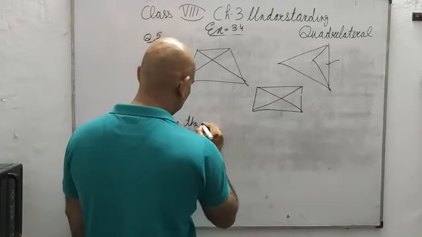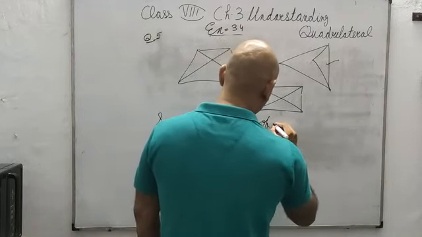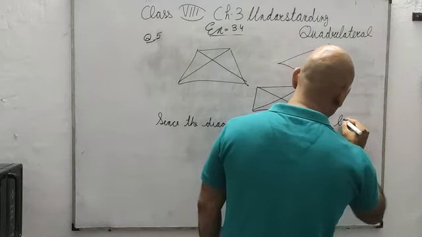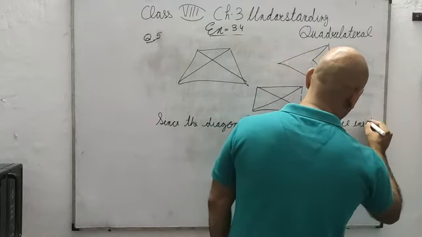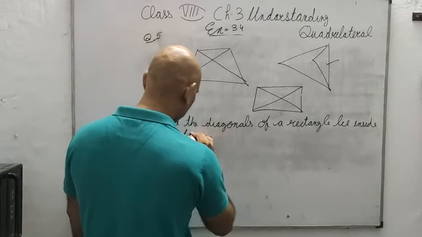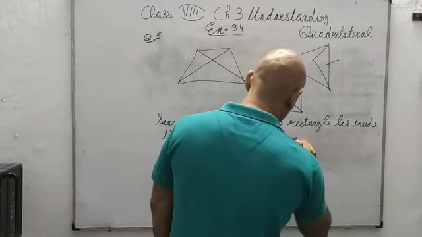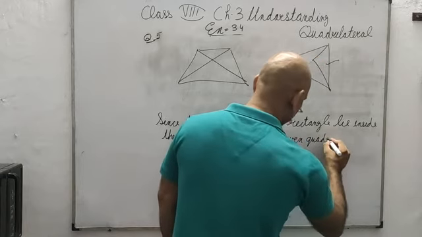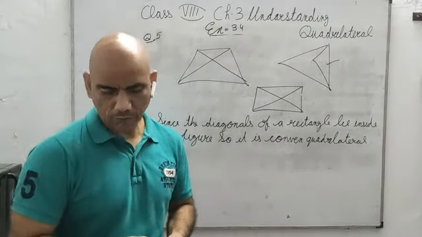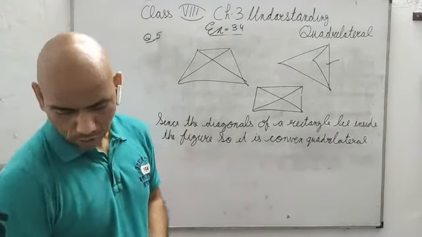Since the diagonals of a rectangle lie inside the figure, so it is a convex quadrilateral. Okay, so this is the answer for question number 5: since the diagonals of the rectangle lie inside the figure, that is why it is a convex quadrilateral.